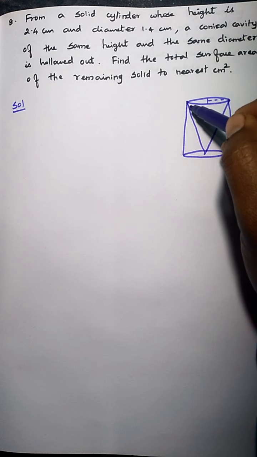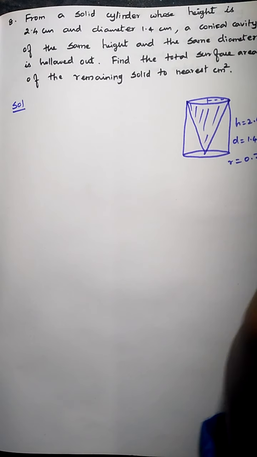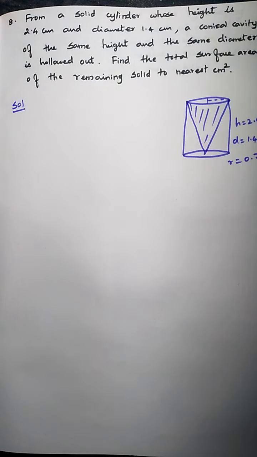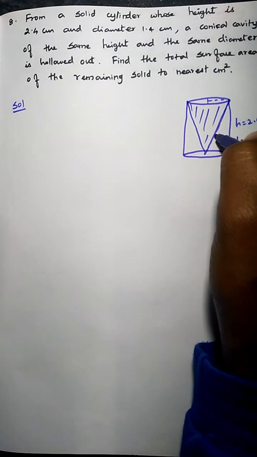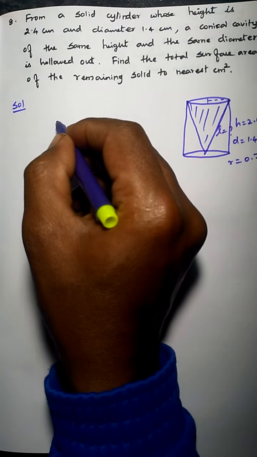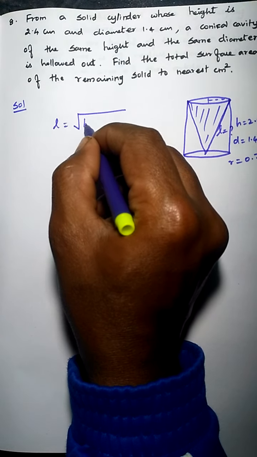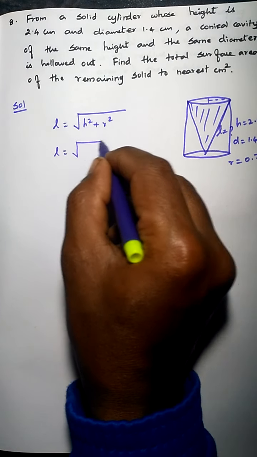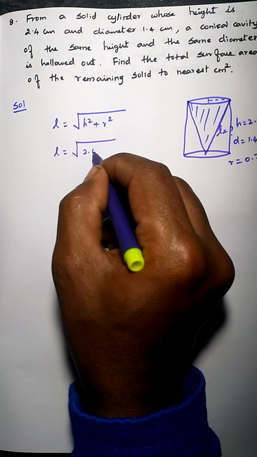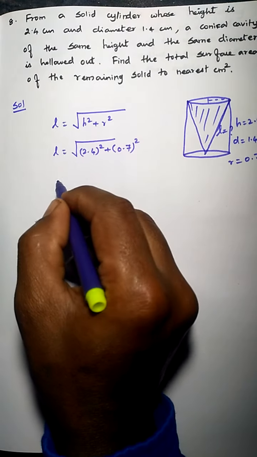See, in the cylinder part, if the conical part is taken out, we have to calculate the remaining surface area. All the given data is here only. First, in the cone, we have to find the slant height using the slant height formula, which is the square root of h square plus r square. So h is 2.4, squared, plus the radius 0.7, squared.